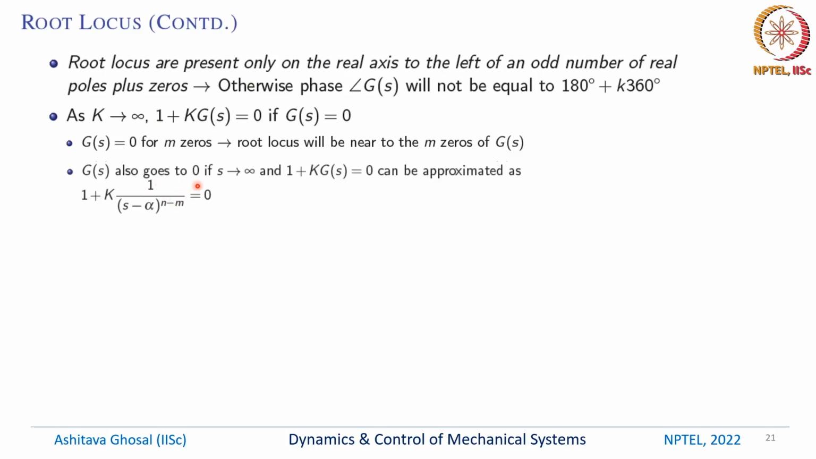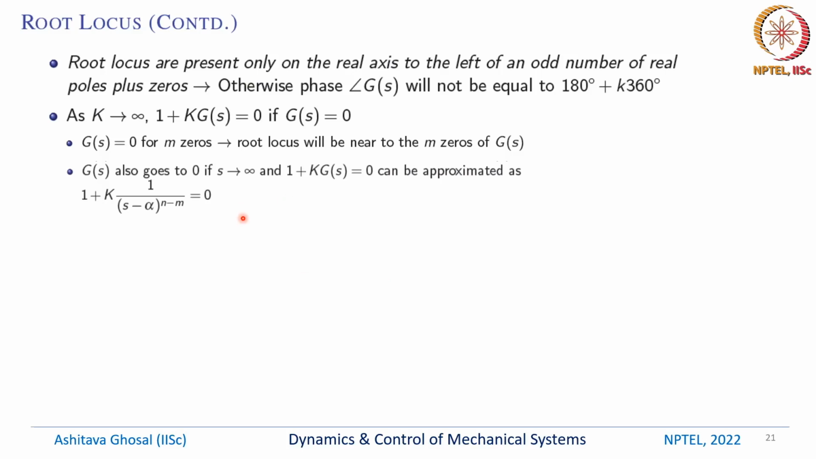G of s also goes to 0 if s tends to infinity. So 1 plus kg of s equal to 0 can be approximated as 1 plus k into 1 divided by s minus alpha to the power n minus m. Remember, g of s is something like s plus z1 into s plus z2 all the way till s plus zm, divided by s plus p1 into s plus p2 all the way till s plus pn. So the number of terms in the denominator is more than the number of terms in the numerator.